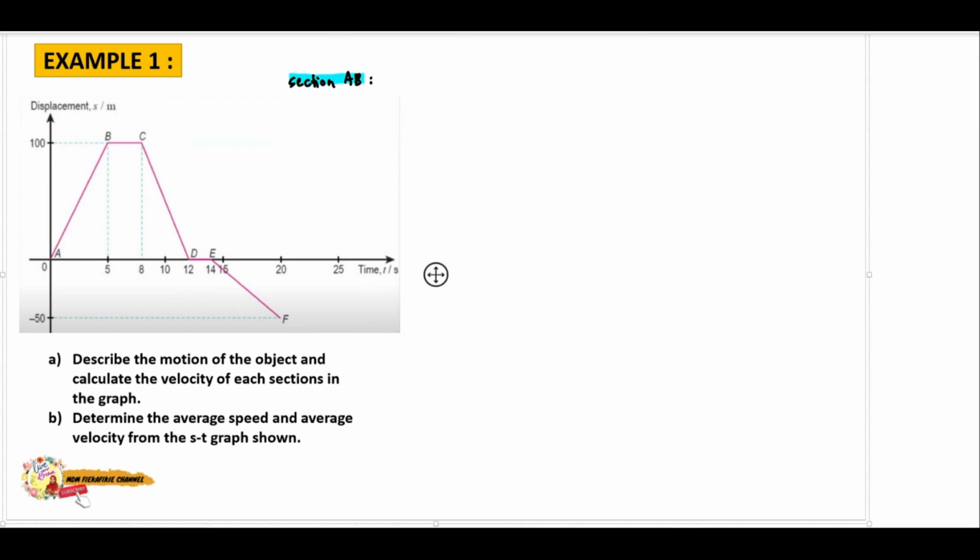Okay, so before we start the calculation, let's try to sketch the motion of the object. Okay, for example, like this. So now let's try to label. Let's say I put this is point A. So this is the starting point. So the object starts at point A. And what happened? It will move to point B, which is in this direction. Okay, dia bergerak sehingga 100 meter.